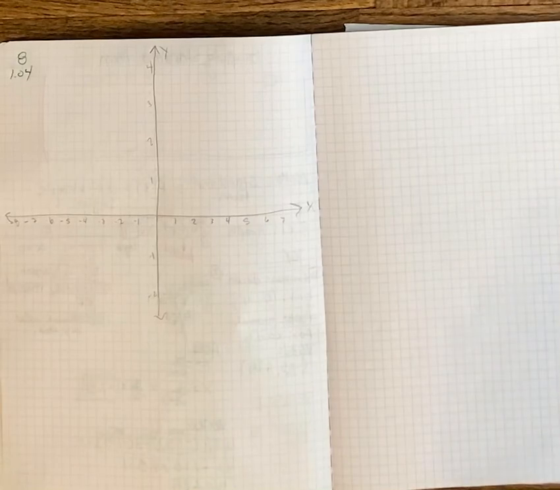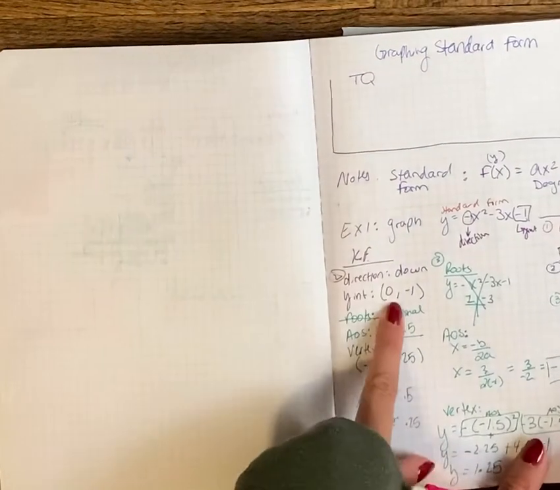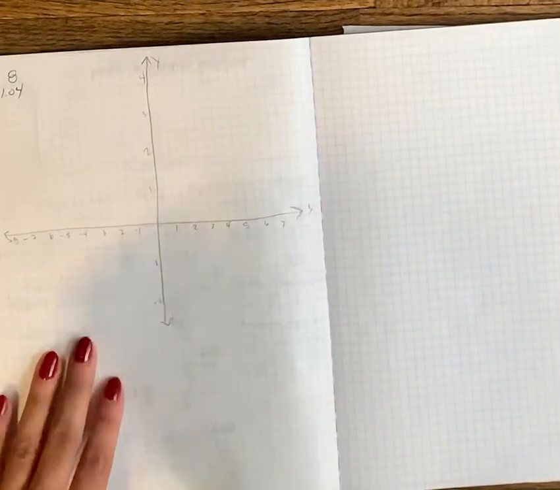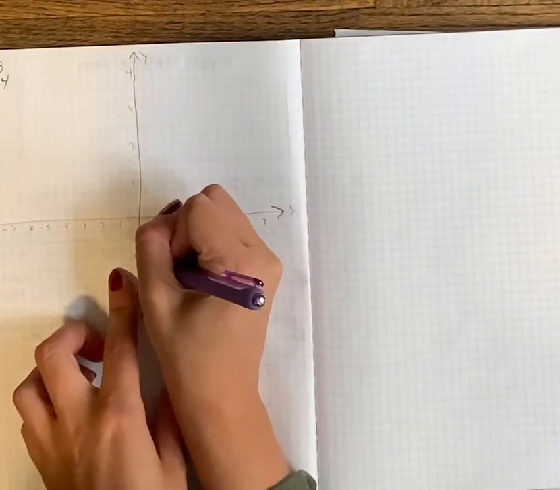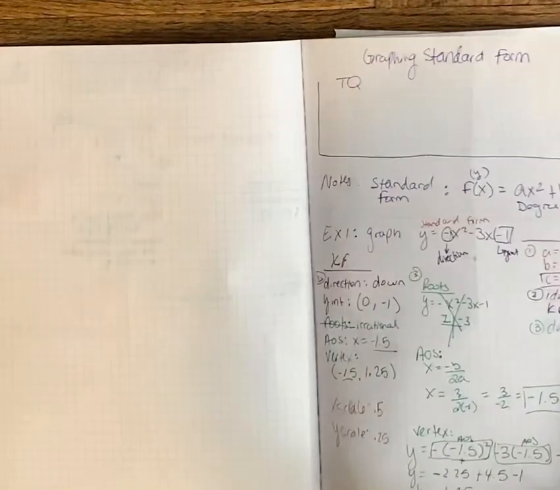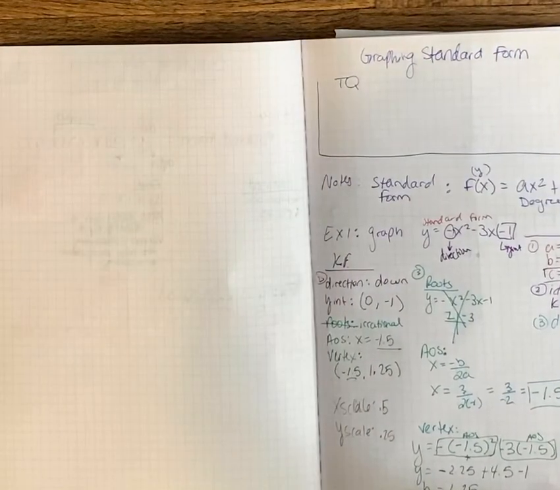Great. So now I can actually plot my points. So I'm going to go back real quick, and I'm going to plot these points that I have, which is the y-intercept, 0, negative 1. Which will be right here. I'm going to label that so I can see it clearly. If I don't label, I know that Ms. Pareto is going to take off 1,000,000 points.